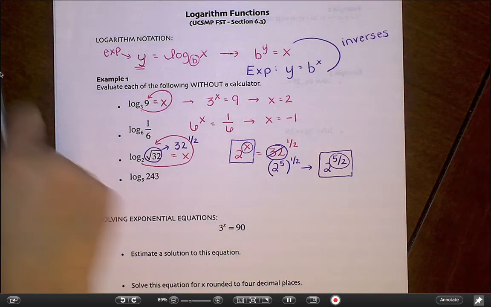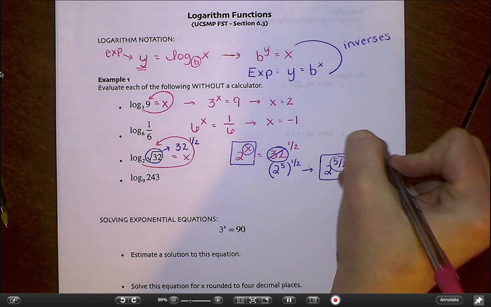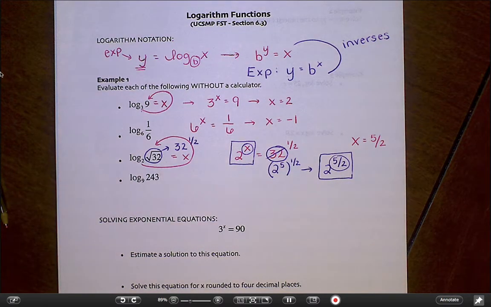I would say here, x is equal to 5 over 2. That was kind of a tricky one. Okay, we may need to practice those some more, but that's the general idea. We're going to see something similar in this next one.